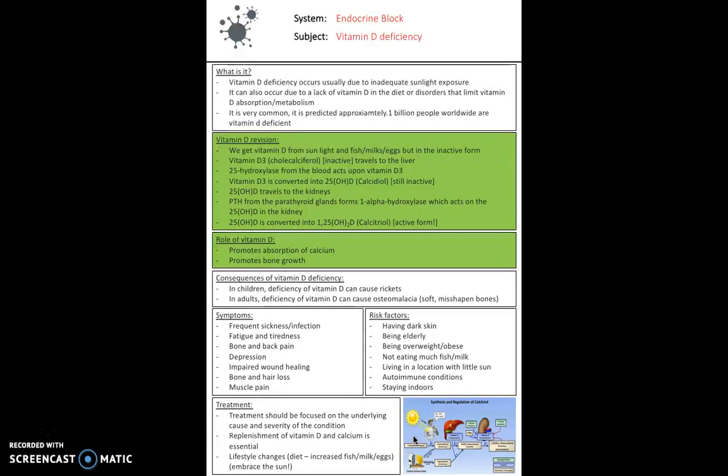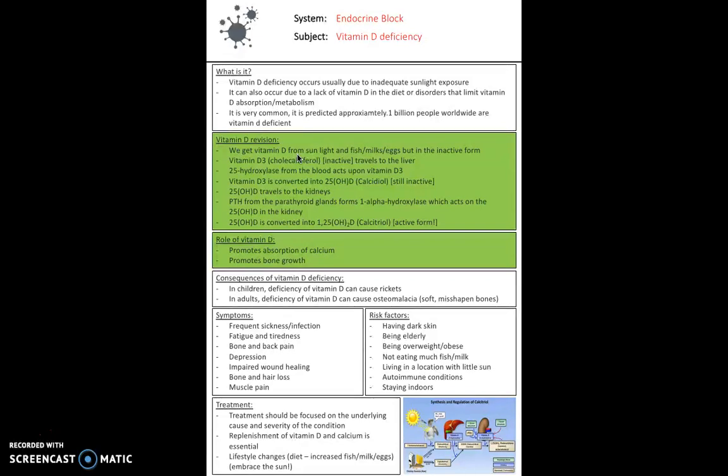Next we have vitamin D deficiency. So the pathway of regulating vitamin D is really important. Vitamin D enters our bodies in an inactive form. This is cholecalciferol. It's inactive, and we get this from fish, milk, egg, and also from sunlight.